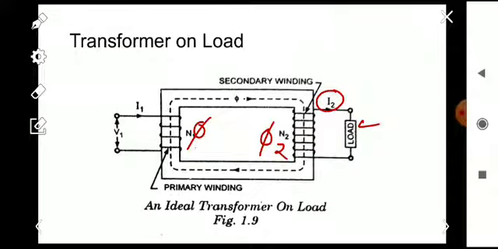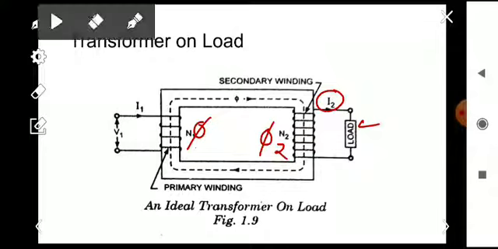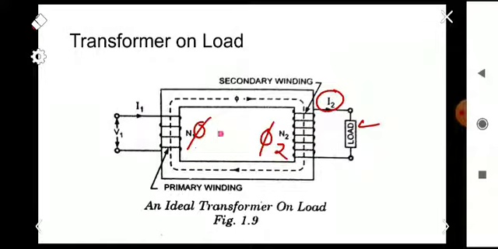As we have already discussed, this flux phi is generated due to the current I0. If you are connecting a load in the secondary, due to the current I2, it sets up a flux phi 2 here, and this flux opposes the main flux phi. Then what happens? The effective main flux will reduce.